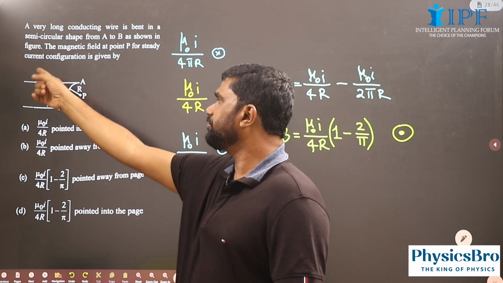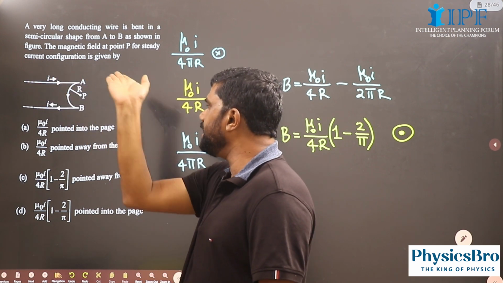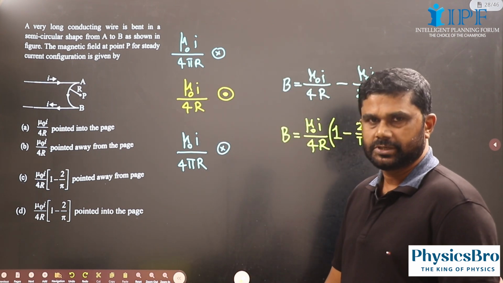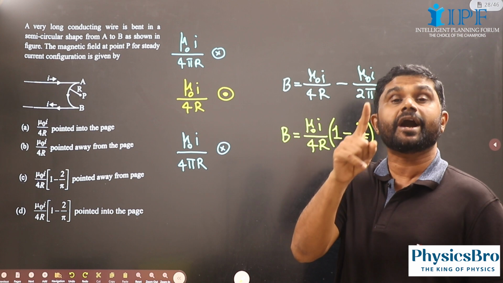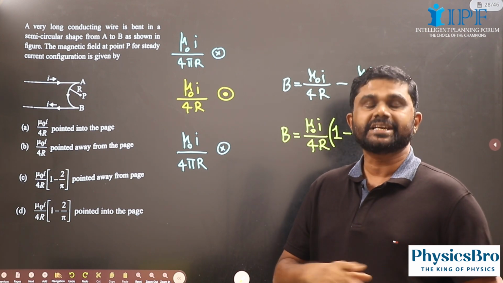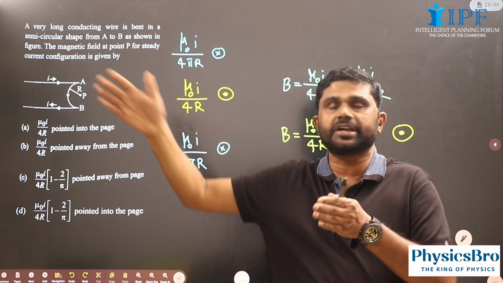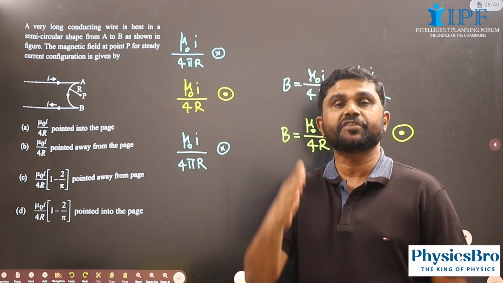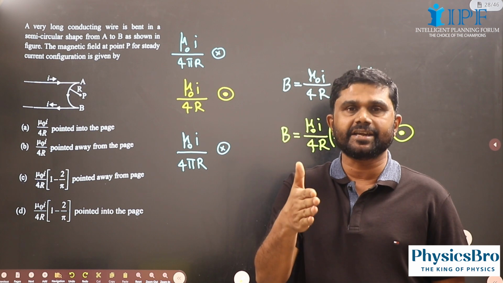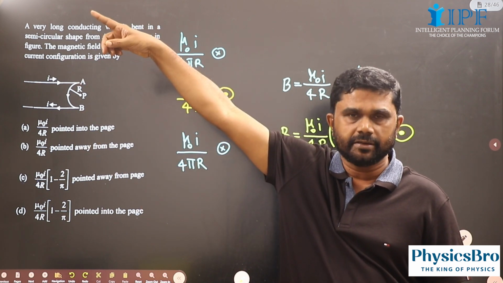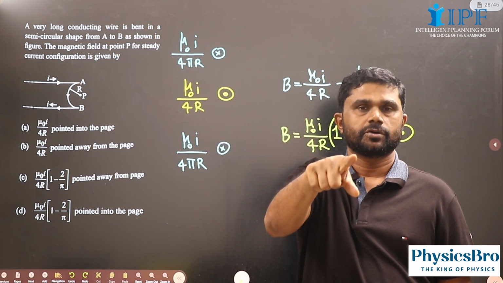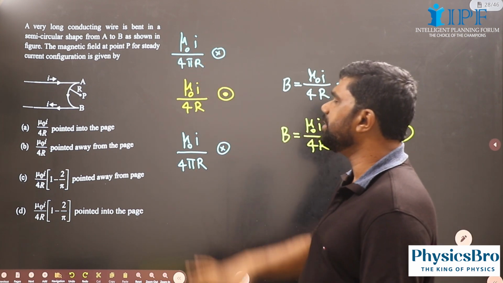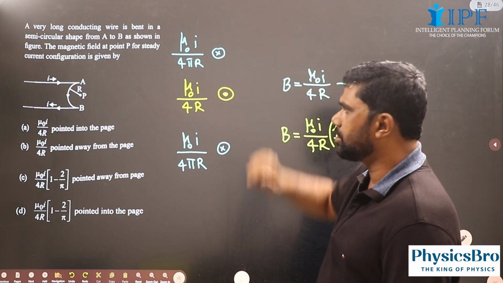So the magnetic field due to this upper conductor at P will be along the inward normal. Okay, that field is being represented by a cross. It is due to a semi-infinite line. See, if it is going to infinity on both sides, the field will be mu 0 I by 2 pi r. But if it is semi-infinite, meaning one end is here and the other end goes to infinity, then the field will be half of the field due to an infinite line. That is mu 0 I divided by 4 pi r, along the inward normal.